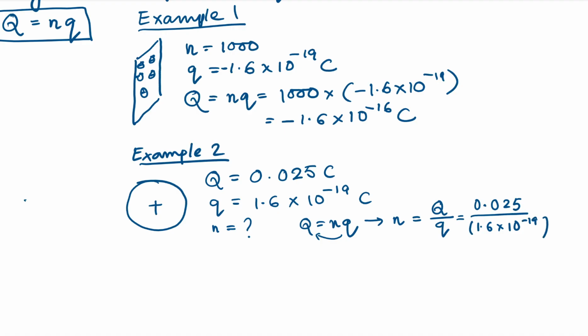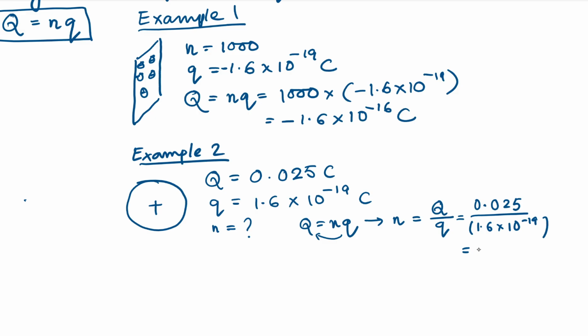Make sure you put a bracket around it if you're using your calculator, and then you can do the calculation. So if I do the calculation, let me use my calculator. I'm dividing 0.025 by 1.6 times 10 to the power of negative 19. So close the bracket.